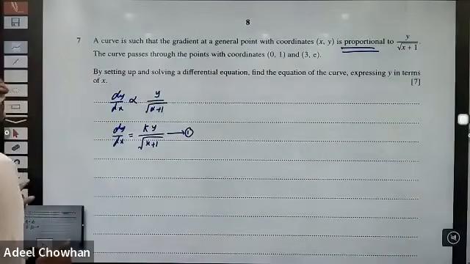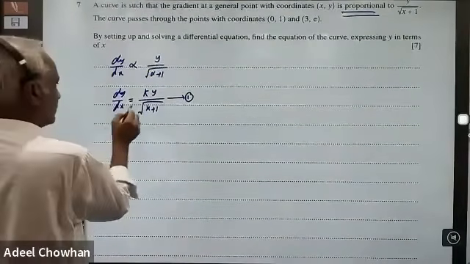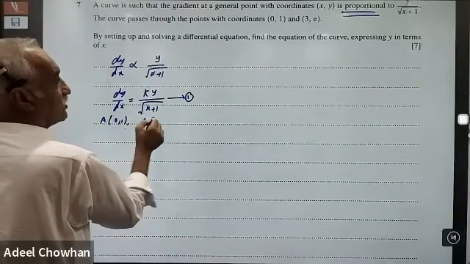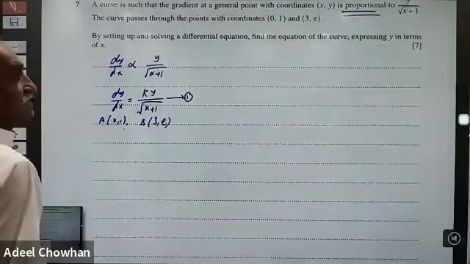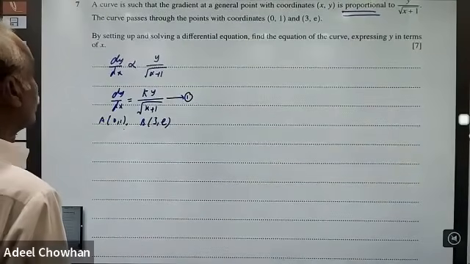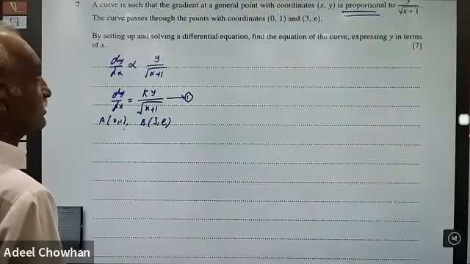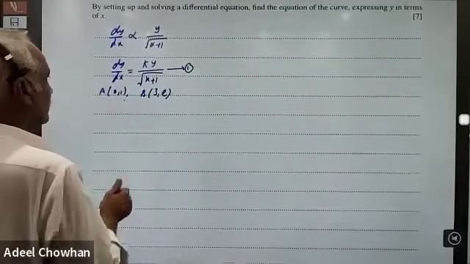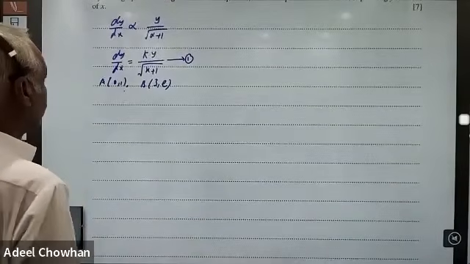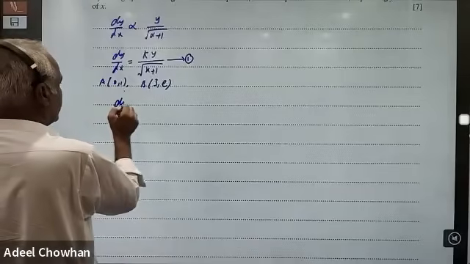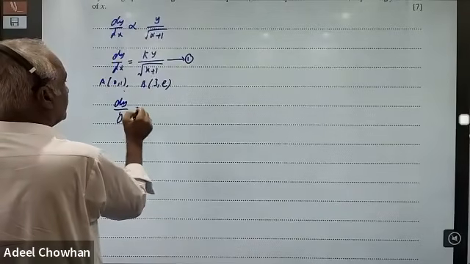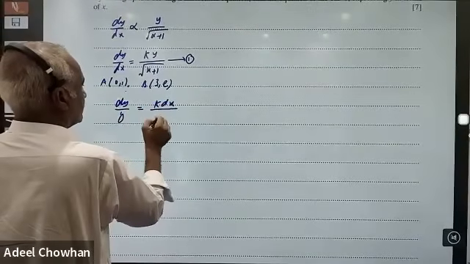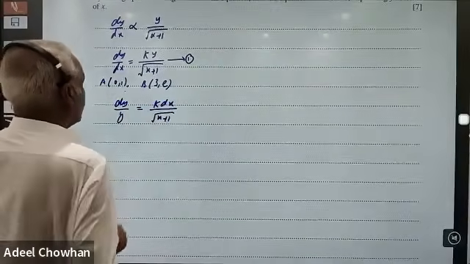Since it passes from this point 0, 1, and the other point is 3 and e, you are going to find this equation, expressing y in terms of x. We will separate the variables: dy over y is equal to k into dx over the square root of x plus 1.